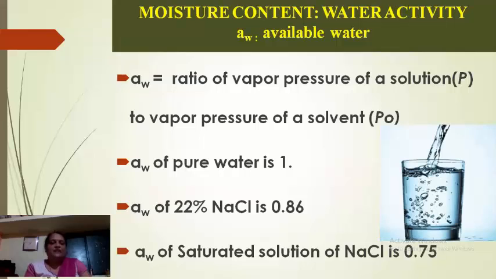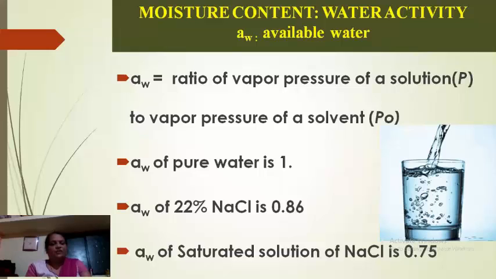Now, the next intrinsic factor is moisture content of the food. Moisture content of the food is measured in terms of water activity, or we can call it available water. Available water is designated as AW. What is this AW? It is the ratio of vapor pressure of solution to the vapor pressure of solvent.